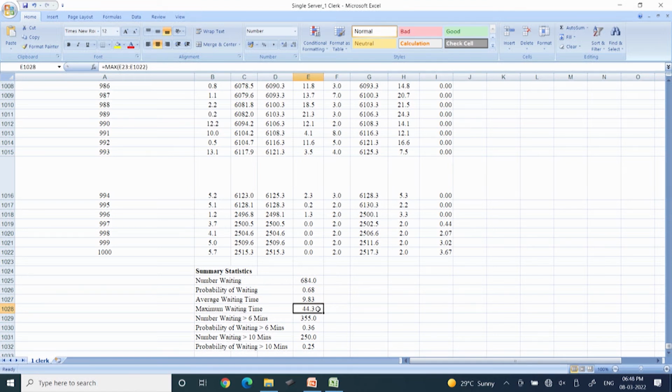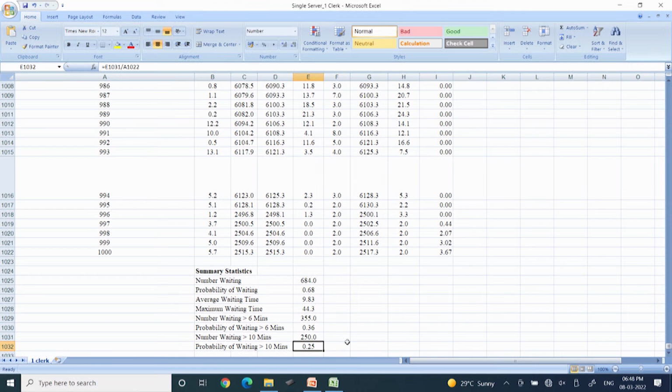See the maximum waiting time: sometimes some customers are waiting 44.3 minutes. Number of people waiting greater than 6 minutes, 355. Probability of waiting greater than 6 minutes, 0.36. Number of people waiting more than 10 minutes, 250 people.